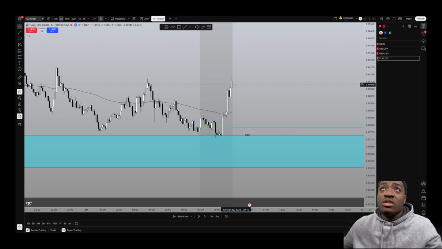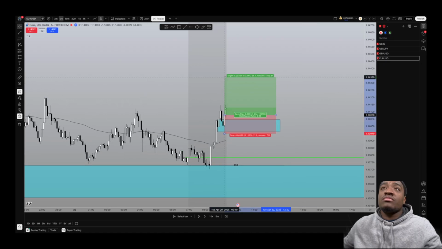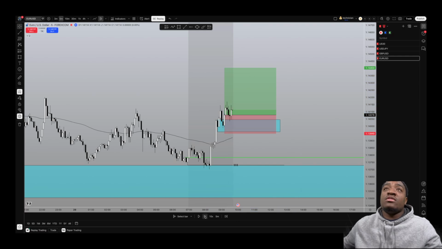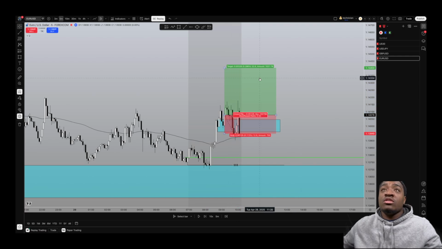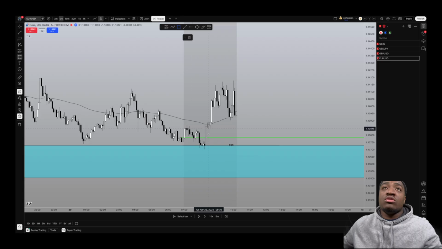But what I'm going to do is I'm going to wait for it to pull back. I would have got in right here. Came. Boom. Took right here. I would have entered right here. Stops below the box. 2.5. See what it do. Boom. Lost. Lost that trade. That's cool though.